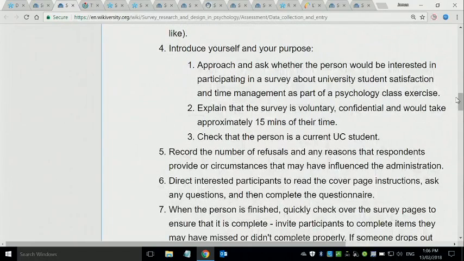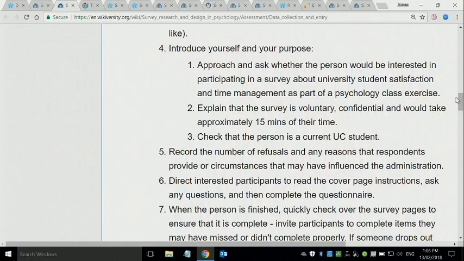So, hi, my name's James. I'm a student in 3rd year psychology. We're conducting a survey today as part of a class exercise. Would you be prepared to complete this survey? It will take about 10 to 15 minutes. And if they say no, you say, thanks very much, have a nice day. And if they say yes, then you hand them the clipboard and a pen and let them fill it out.